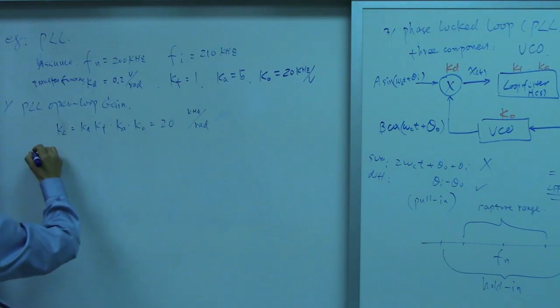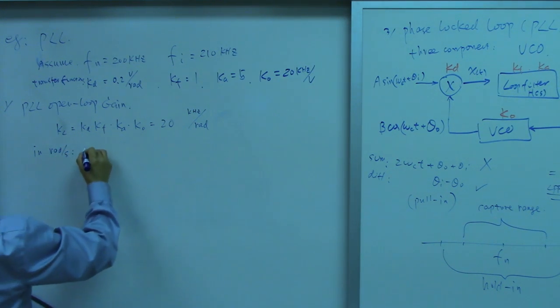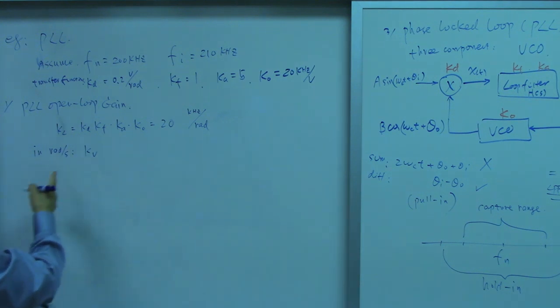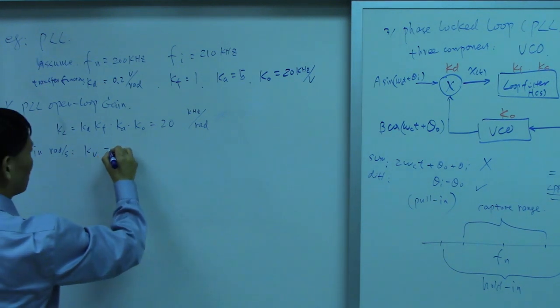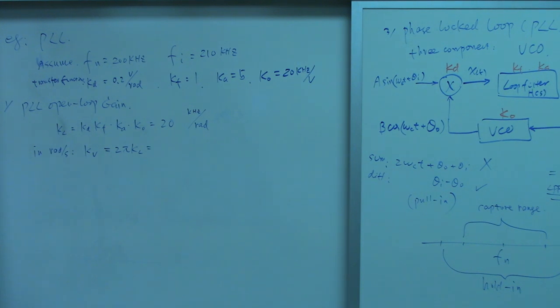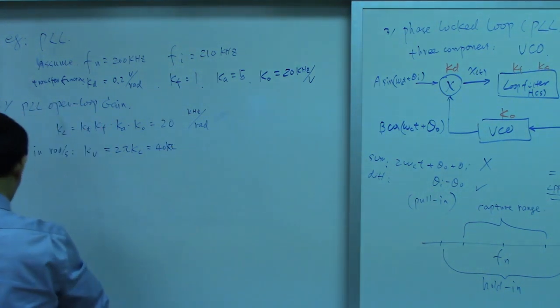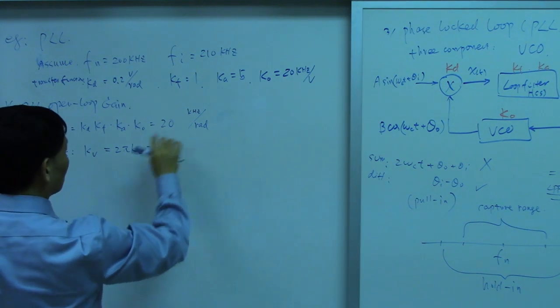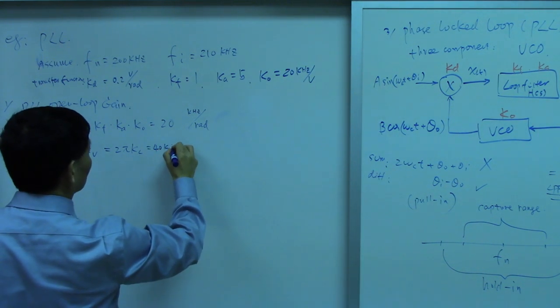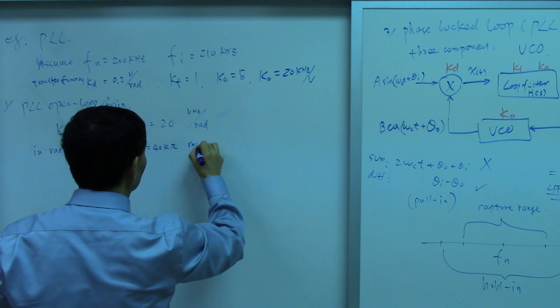And this one, we can represent in radians per second. By definition, this one equals what we call kV, and this one, by definition, equals 2 pi times KL. So multiplied together, it will be 40K times pi, in radians per second.